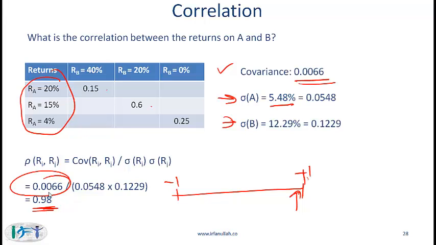0.0066 is simply telling us that the correlation is positive. It is not telling us how positive or how closely the two variables move together. But a 0.98 number tells us that the correlation is very strong. And simply looking at the data over here gives you a sense.